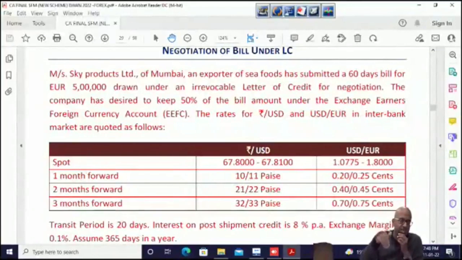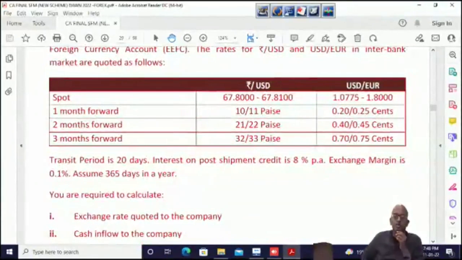But the way the CA Institute has done it is stupidity. The solution that has been done will hurt our brains, but we have to. Can't help. So we are given the spot rates, rupee per dollar and dollar per euro, which we multiply, and we are given the 1 month, 2 month, 3 month rates. Remember, we want the rupee per euro rate and the bid rate. So bid into bid is bid, the 2 bid rates.